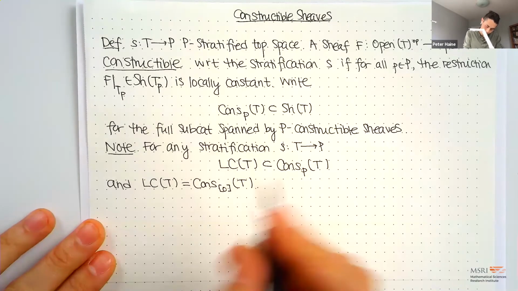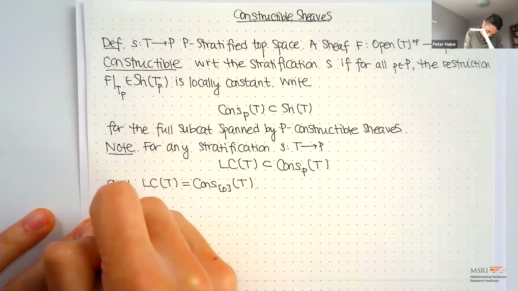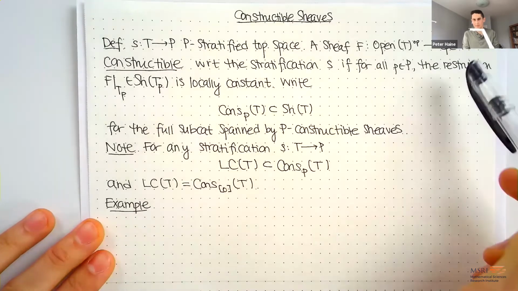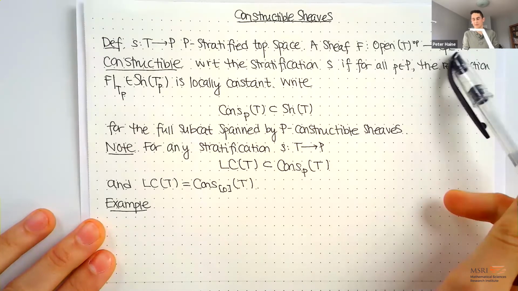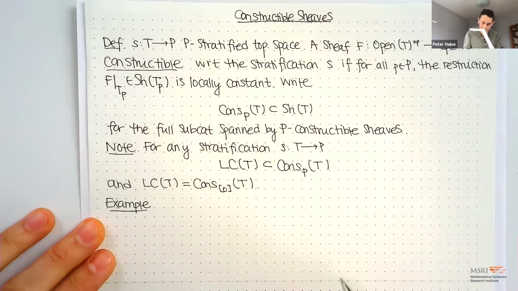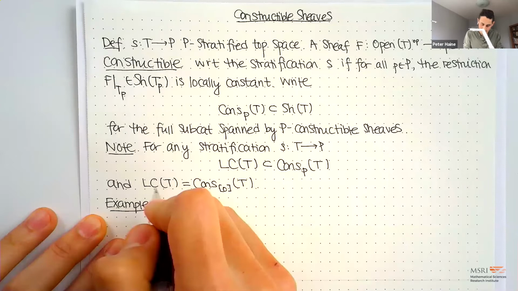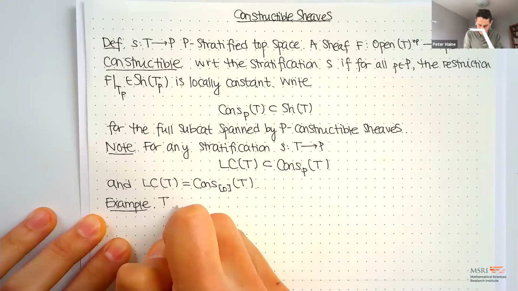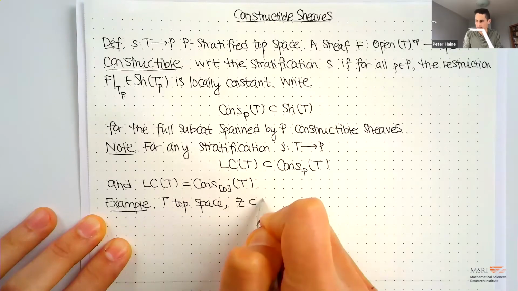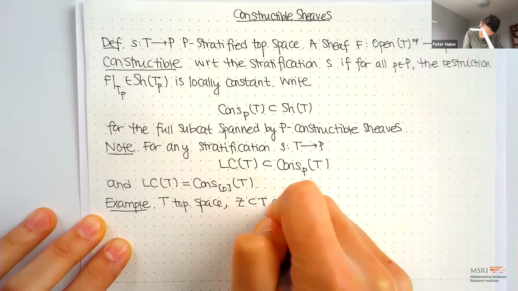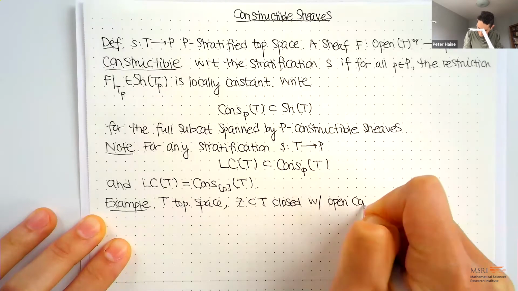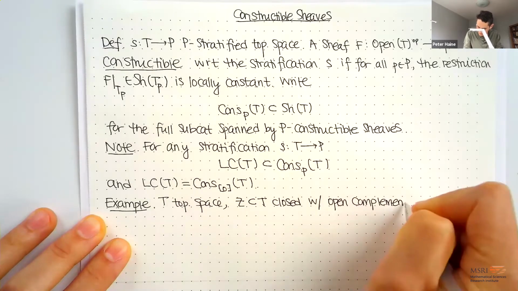So here's an example. Of course, spaces is not really necessary. You can do variants of this. Let me do a sheaf of abelian groups example. So T is a topological space. Z inside of T is going to be closed with open complement U.